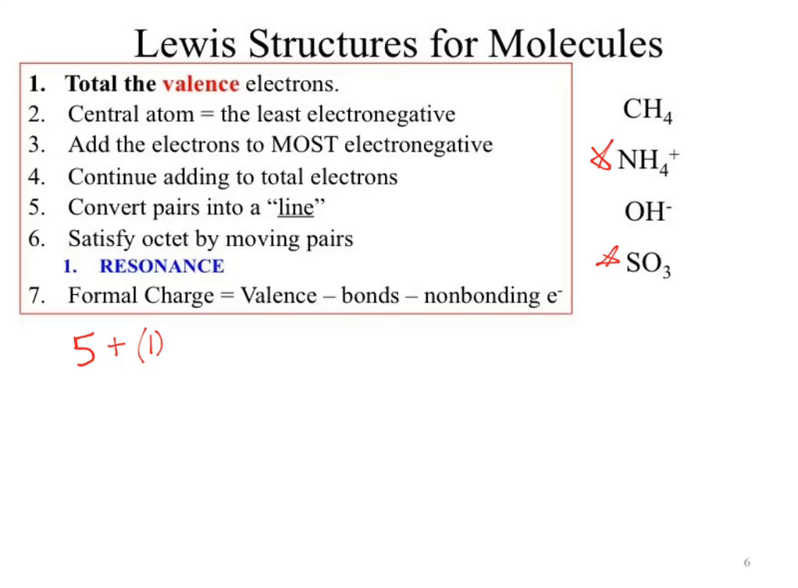Let's try that again. Let's just start all the way over. How many valence electrons does nitrogen have? 5. We've now accounted for nitrogen, so let's move to the next atom, which is hydrogen. How many valence electrons does hydrogen have? 1. We have to count the valence electrons for every atom.